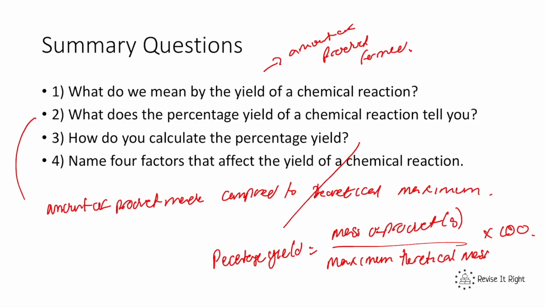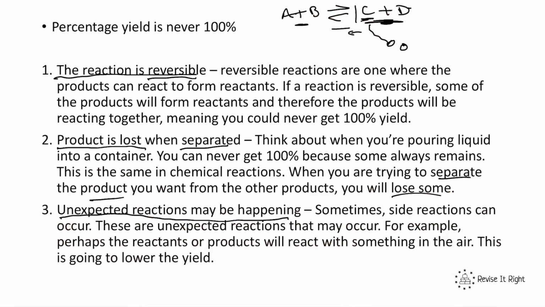And finally, name 3 factors that can affect the yield of a chemical reaction. Well, you could have if the reaction is reversible, if the product is lost when separated, or if there are any unexpected reactions. So if the reaction is reversible, if the product is lost when separated, and if there are any unexpected reactions that may be happening. So we've now looked at a video on percentage yield.